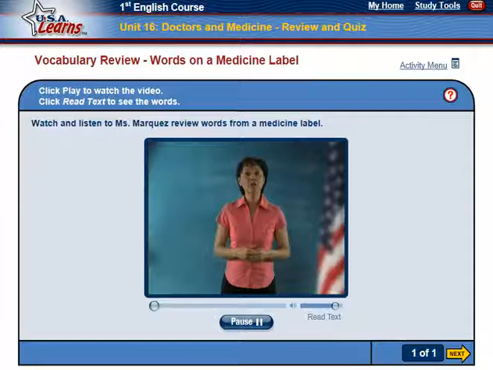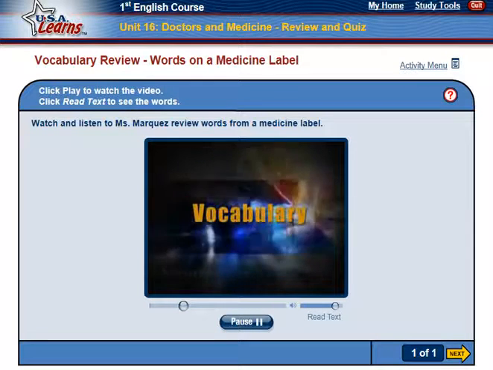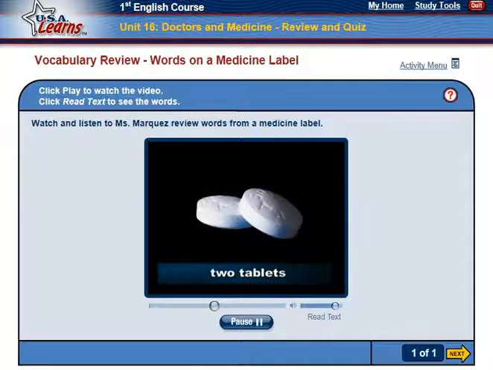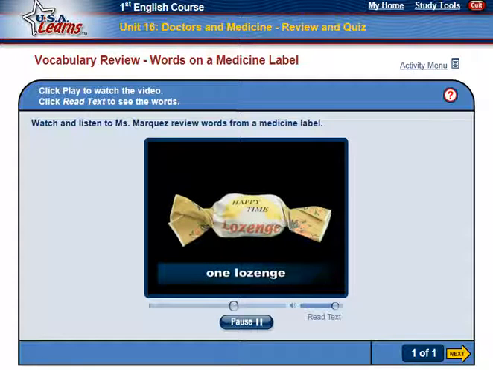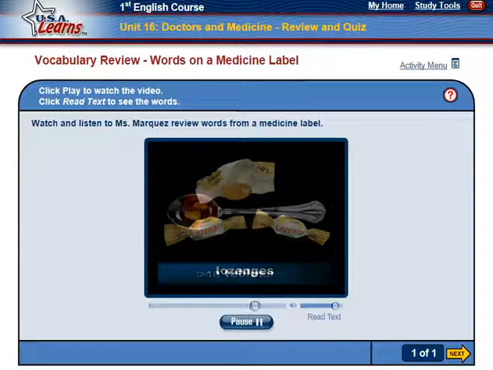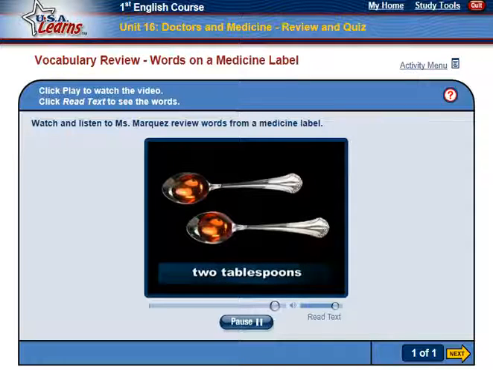Let's go over some vocabulary. One tablet. 2 tablets. 1 lozenge. Lozenges. 1 tablespoon. 2 tablespoons.